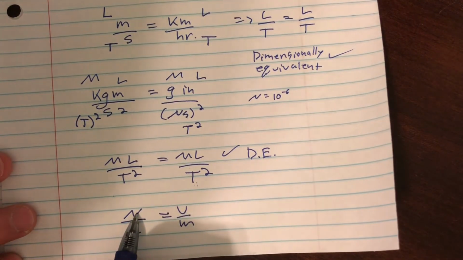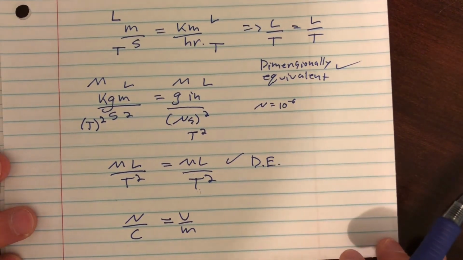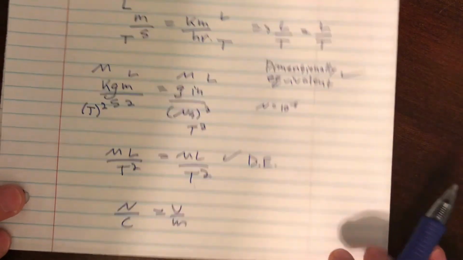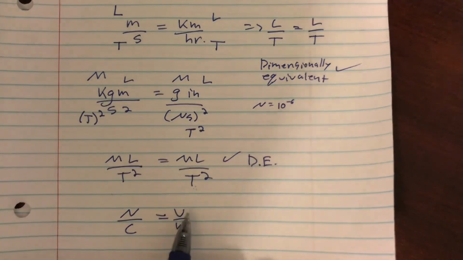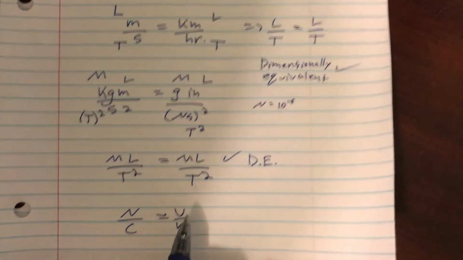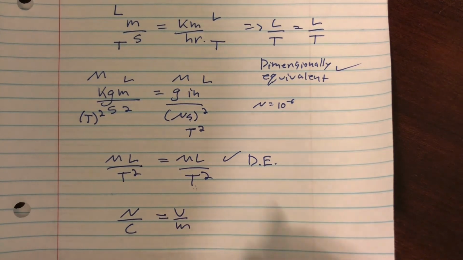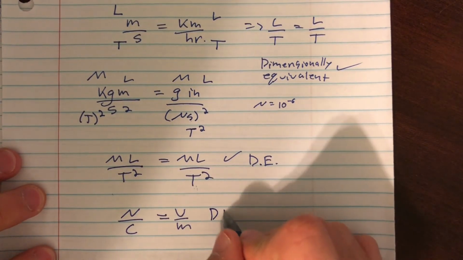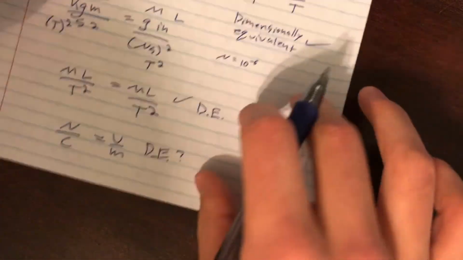But we could break up this Newton, so we'll do that. And then volts, that's a unit of potential difference. If you haven't taken Gen Phys 2 yet, you probably don't quite know what that is, but we can break that up into its fundamental units and see if these are dimensionally equivalent. So we'll say dimensionally equivalent, question mark. Okay, well, let's see here. So if I put this up there.